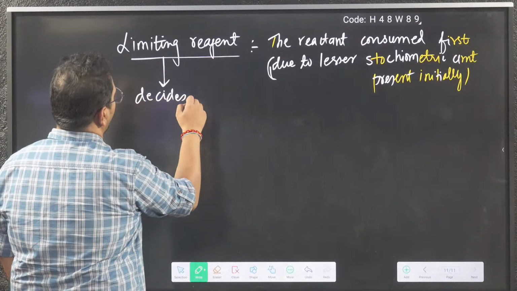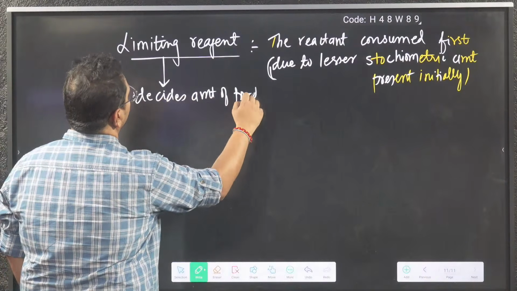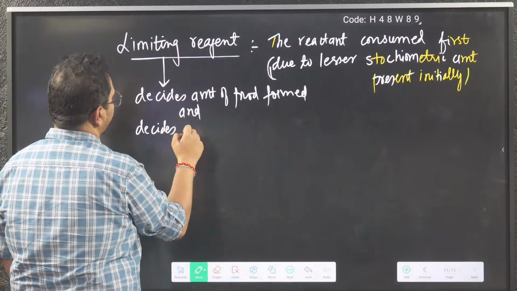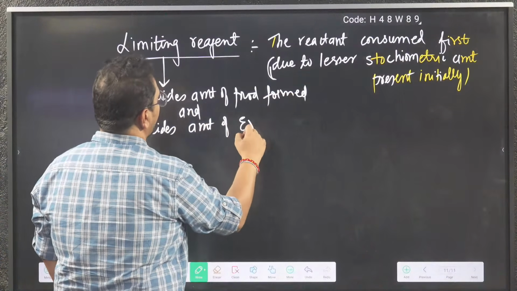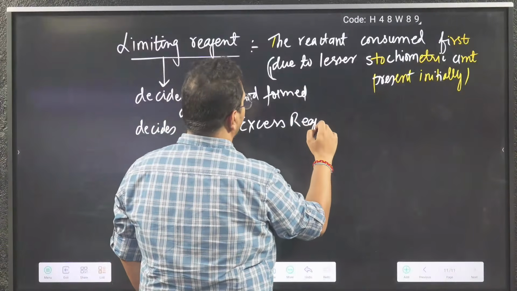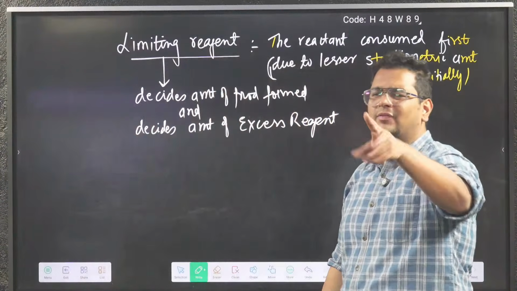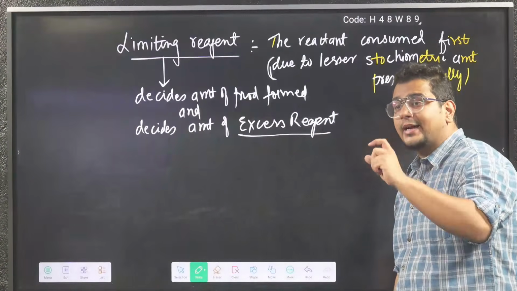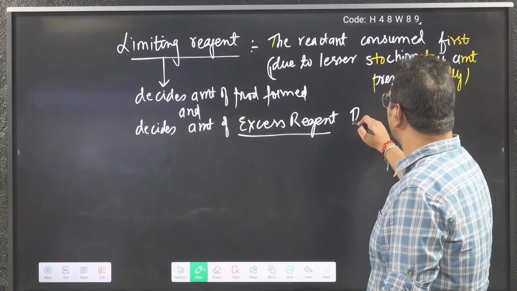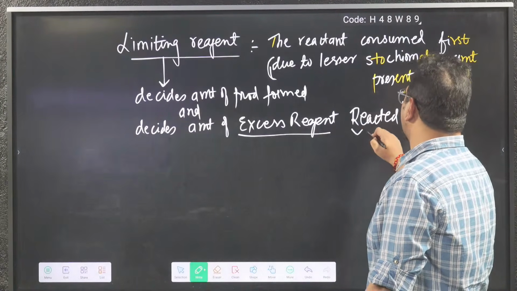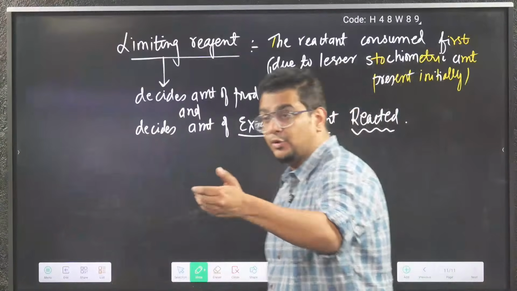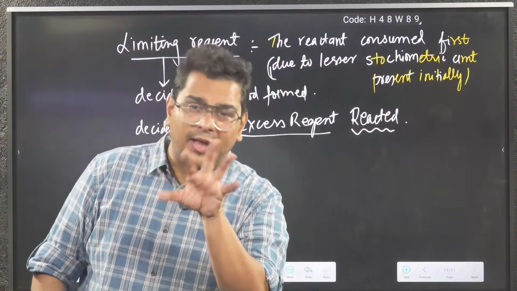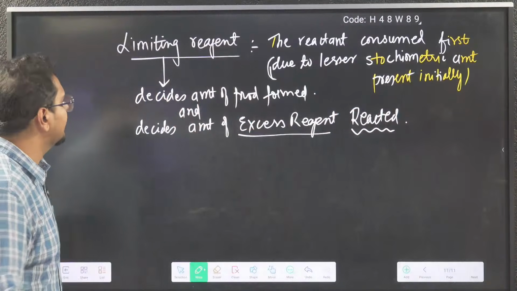the amount of product formed, and it also decides the amount of excess reagent reacted. Excess reagent means two reactants are there, one will be in less amount, the other in more amount. The more amount reagent is the excess reagent. It will not decide how much is leftover of the excess reagent, but how much of the excess reagent reacted and how much product is produced is decided by the limiting reagent.